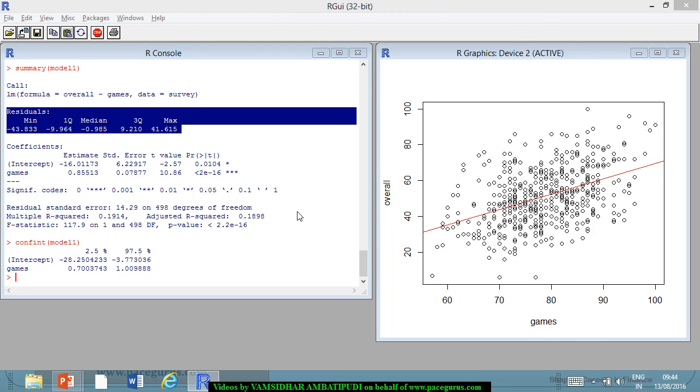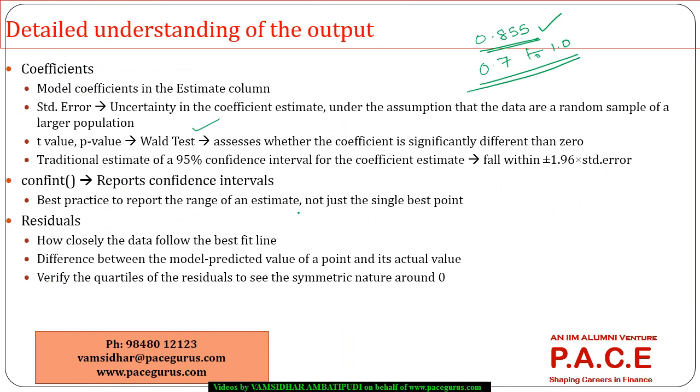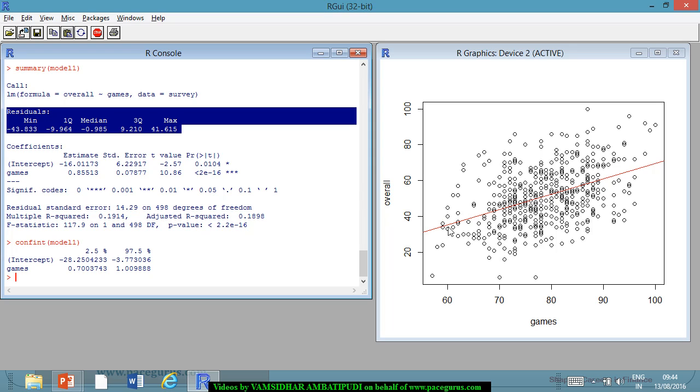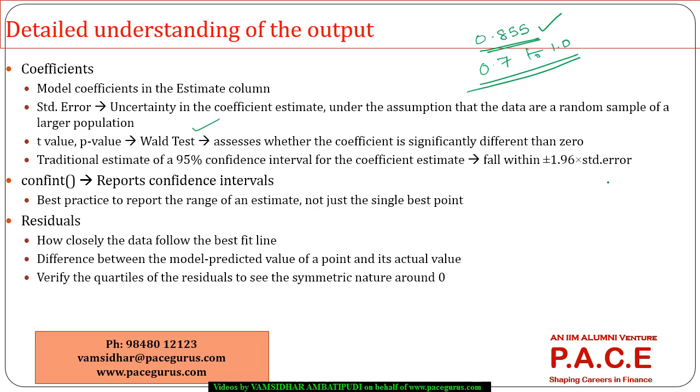residuals part. The residuals typically tell me how closely the data is to the best fit line. So when this line is drawn, these differences from here to this line, from here to this line, from here to this line, these are all the residuals. So these residuals tell me how closely the data is to the best fit line, or the regression line.